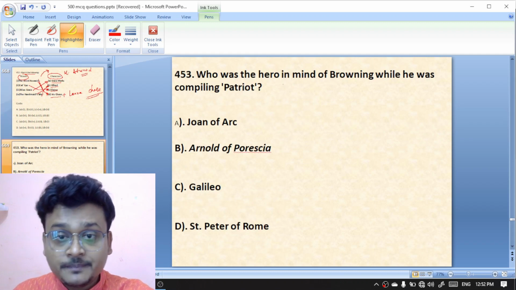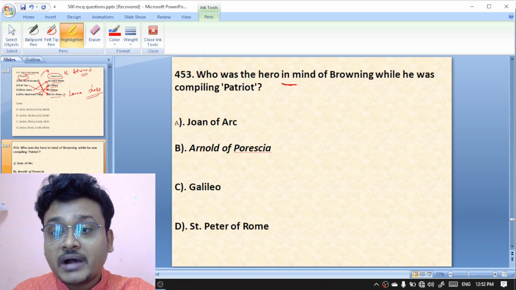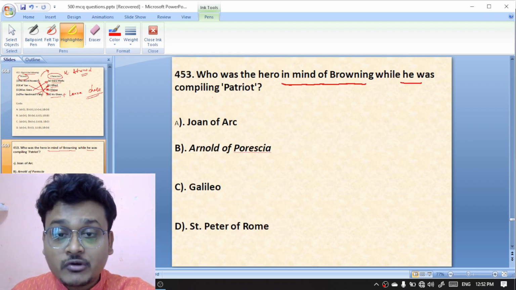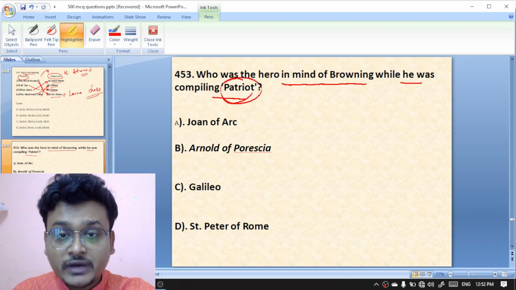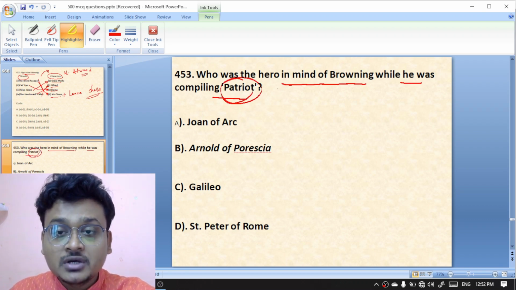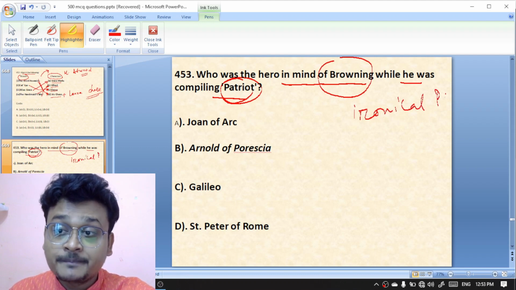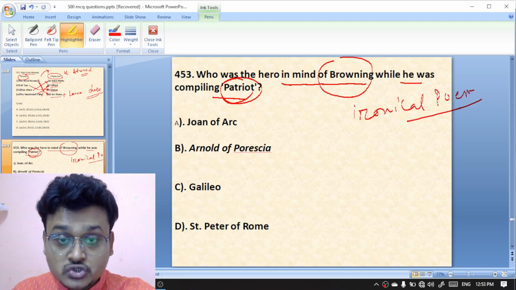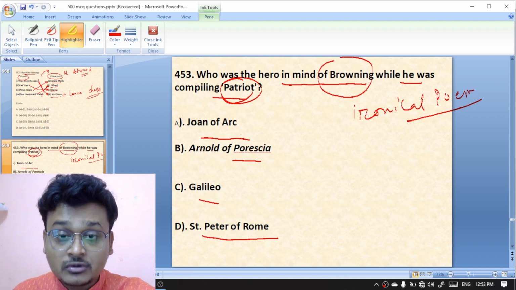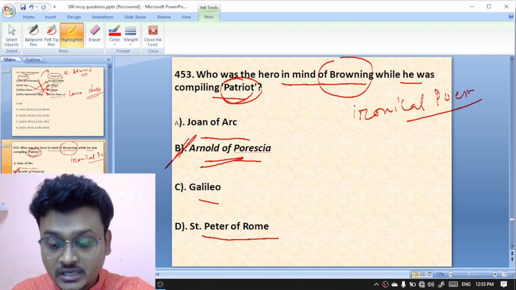Okay, next question. Who was the hero in the mind of Browning while he was composing The Patriot? While he was composing the poem The Patriot, who was in his mind? This is an ironical poem of Browning. Joan of Arc, Arnold of Brescia, Galileo, Saint Peter of Rome. So here the right option is B, that is Arnold of Brescia.